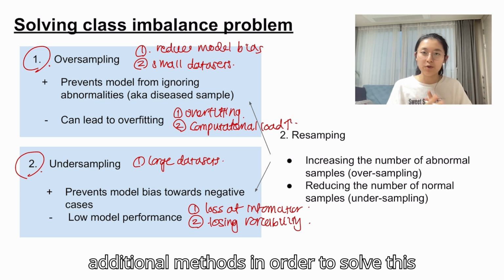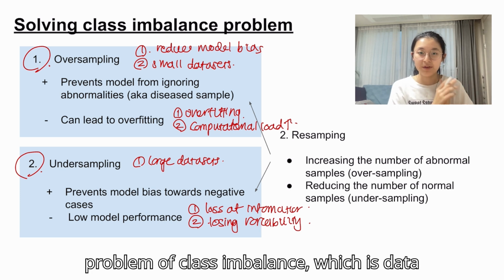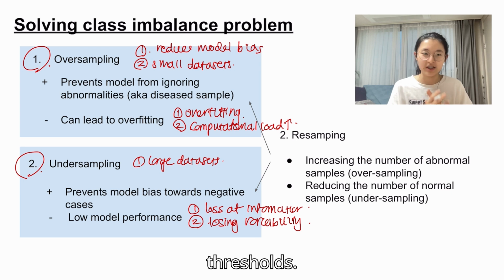And in our next video, we'll explore two additional methods to solve this problem of class imbalance, which are data augmentation and adjusting decision thresholds.